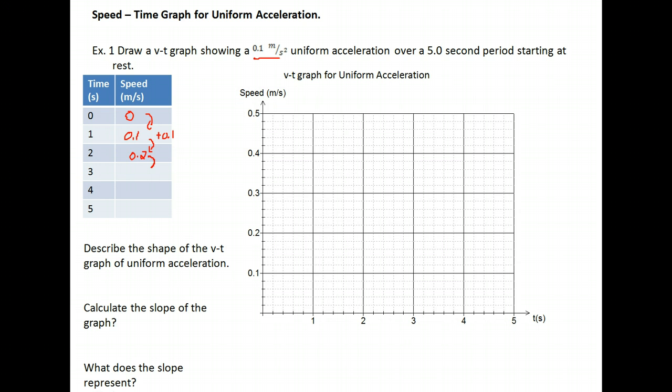bringing us up to 0.2. Again, it increases by 0.1. We're up to 0.3. Then we'll go to 0.4 and 0.5 meters per second at the end of the time. We then have to plot a graph of this. So on our velocity time graph, we put in each of our matching points.